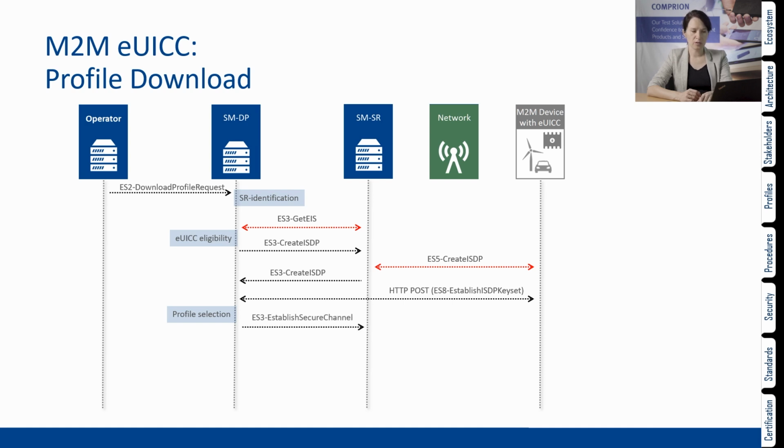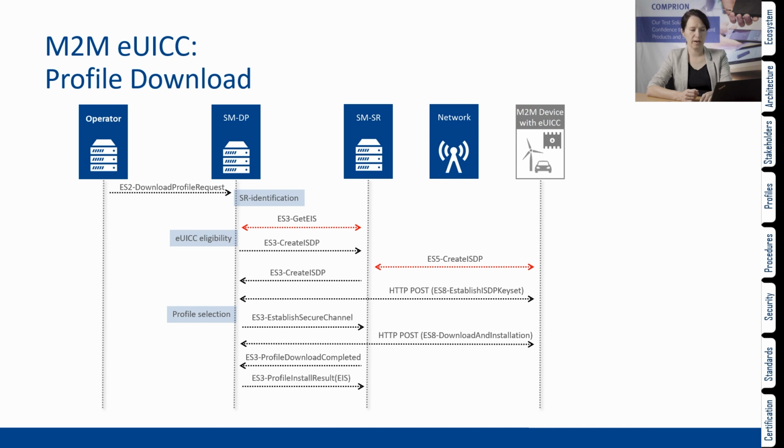The profile will be encrypted, so the secure channel will be established using this newly derived key set. Then the actual download and installation can be performed. Information is sent back, then also an update from the SM-DP to the SM-SR about the profile installation result. If that has been successful, the content of the profile will be set to downloaded, and the download profile confirmation will be sent to the operator.